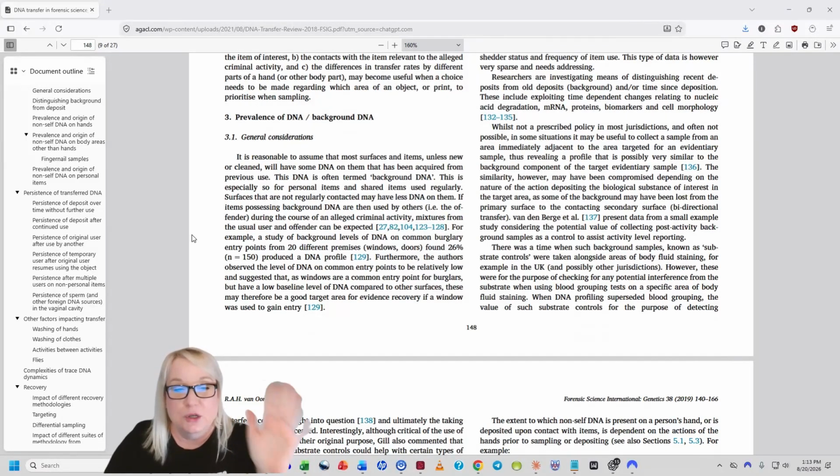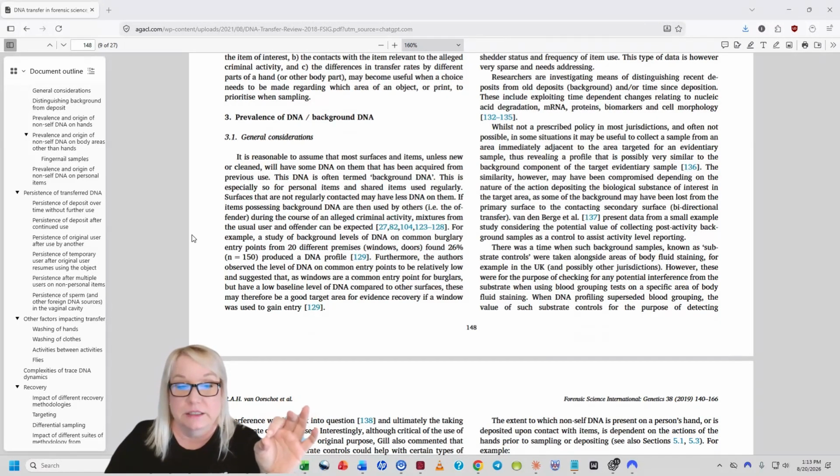Mixtures from the usual user and offender can be expected. For example, a study of background levels of DNA on common burglary entry points from 20 different premises, windows and doors, found 26% produced a DNA profile.